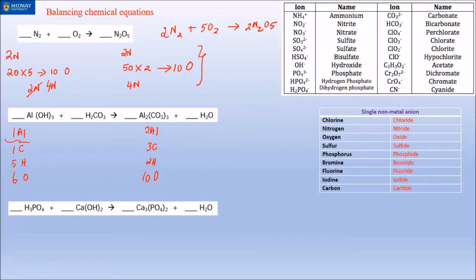Now, I always prefer to start with my metal first, which is aluminum. On this side, I have 1. On this side, I have 2. So what do I do? I multiply this side by 2, which means I just put a 2 in front. Now, this is where I really want you to focus. My aluminum quantity is now 2. But what have I done to all other things? Well, this is 3 times oxygen times 2. So my total oxygen count now is 3 times 2 is 6 plus 3. I've changed it to 9 oxygen, right?